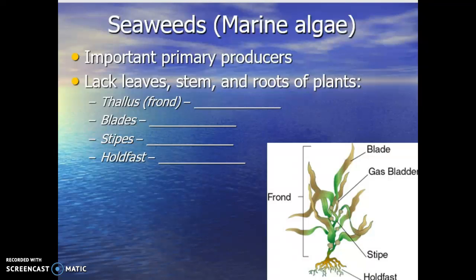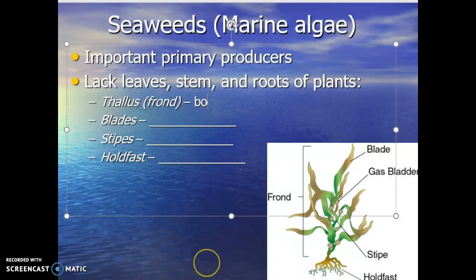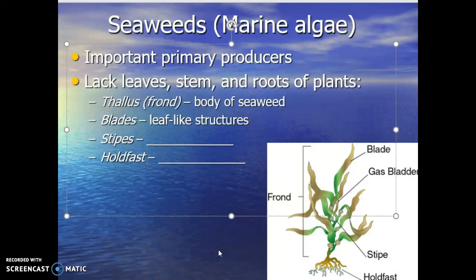But what we do is we look at a seaweed and structurally we try to make it comparable to a plant. So when we look at the body of a seaweed, we're going to call this the thallus. Okay, so that's the general body of the seaweed. The blades are going to be leaf-like structures. They're not leaves, but they're leaf-like structures. So the thallus would be comparable to the trunk of a tree, the general structure of the tree. The blades would be the seaweed version of leaves. Leaves on a tree, blades on seaweeds or algae.